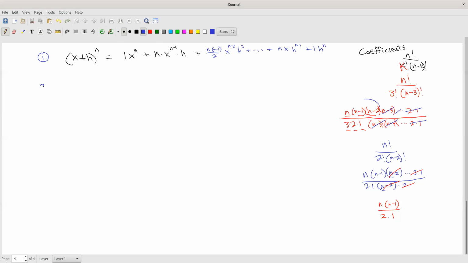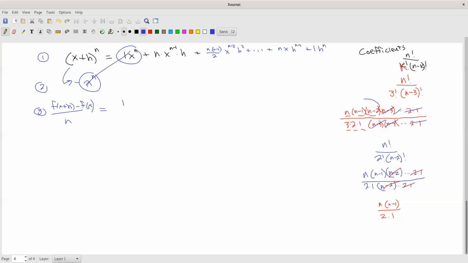Step 2 is when from this, I subtract x to the n. Well, cool, I get to get rid of that right there. So that brings me down to step 3, which means take your f of x plus h minus f of x, which I get in step 2 by subtracting those guys, and divide by h. So I'm going to write all this down here.